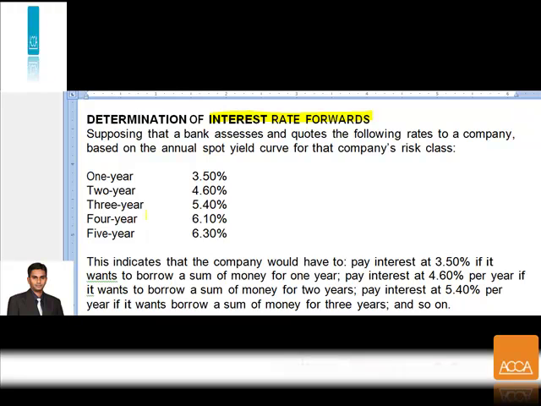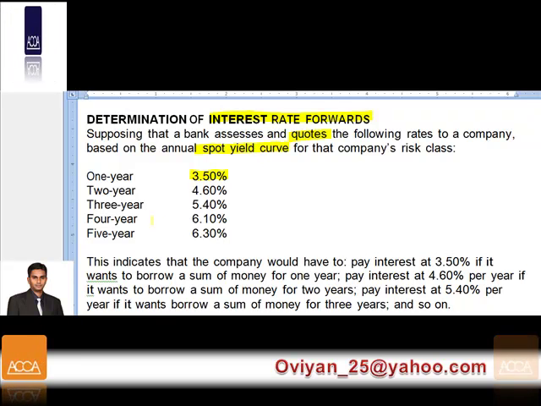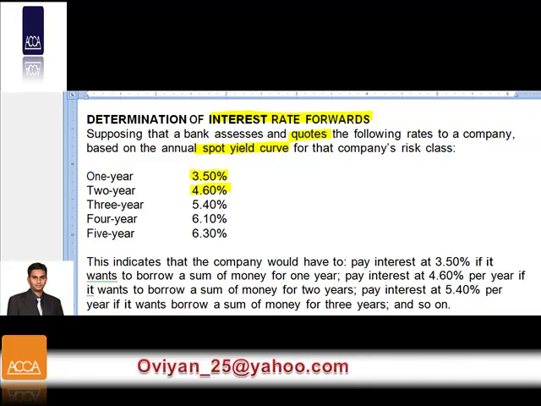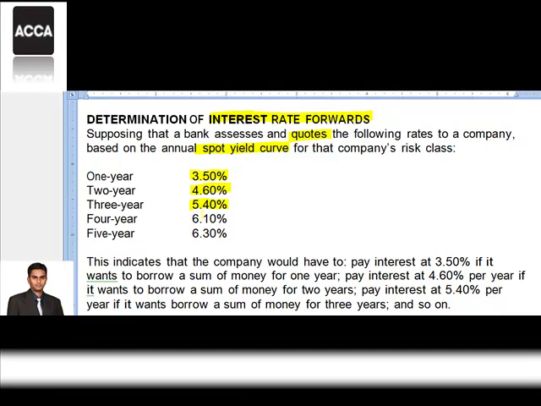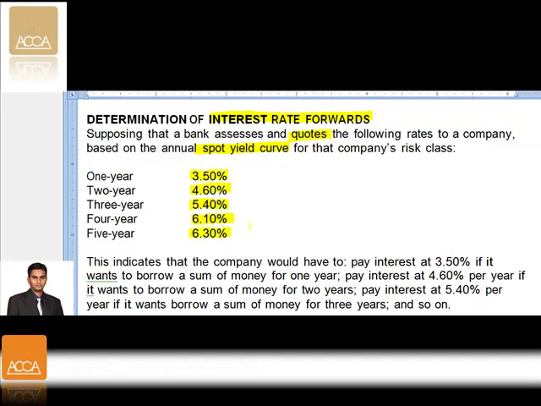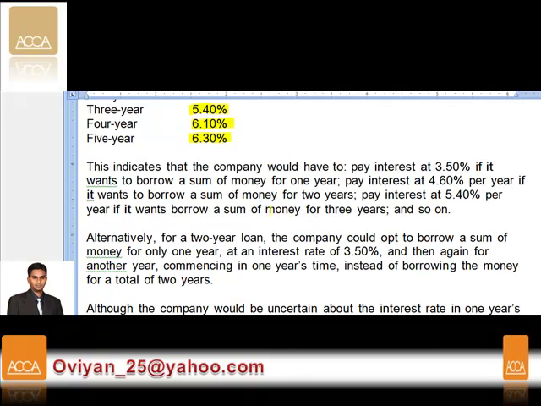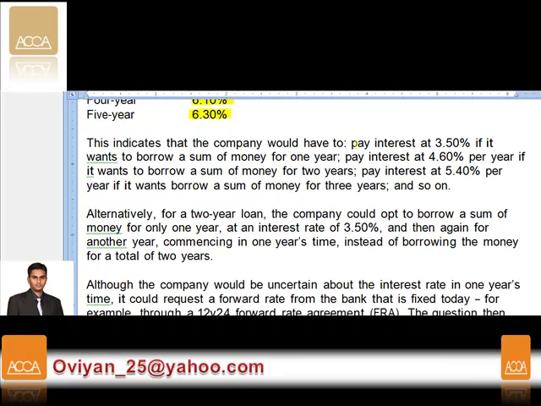Now, looking at a simple example here, this company or the bank quotes the rates at annual spot yield curve. If you borrow 1 year, it's going to be 3.5%. If you go to borrow for 2 years, then it's going to be 4.6% annually, and 5.4% annually if you're going to borrow for 3 years, and if it's going to borrow for 5 years, it's going to be 6.3%.